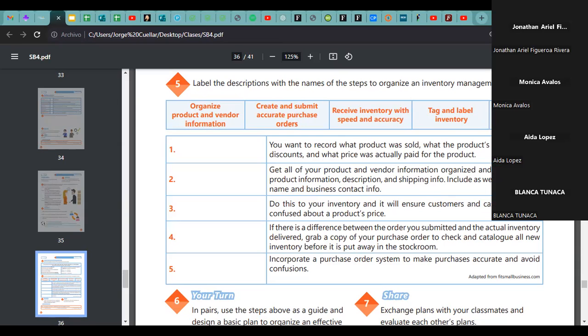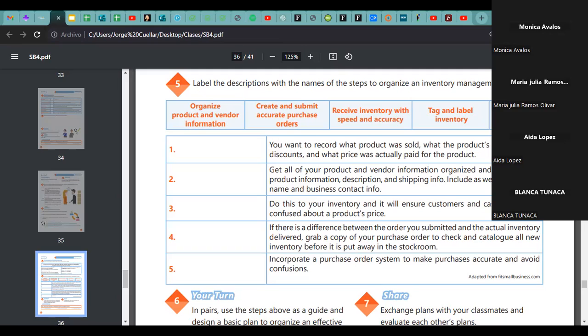Okay, so let's check together. The first one says, you want to record what product was sold, what the product listed price is, discounts, and what price was actually paid for the product. What do you think? Record your sales. Yeah. I agree with Veronica and Roberto. Record your sales. Yes. Okay, nice. We agree.